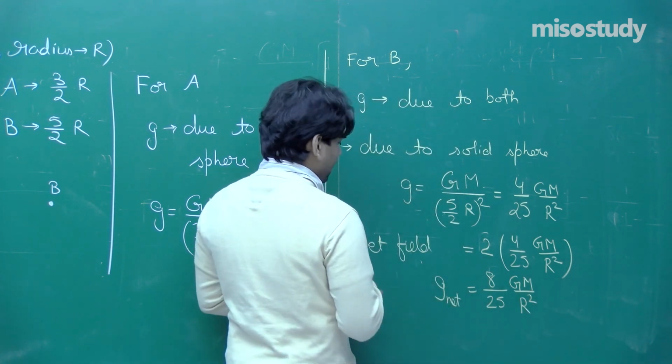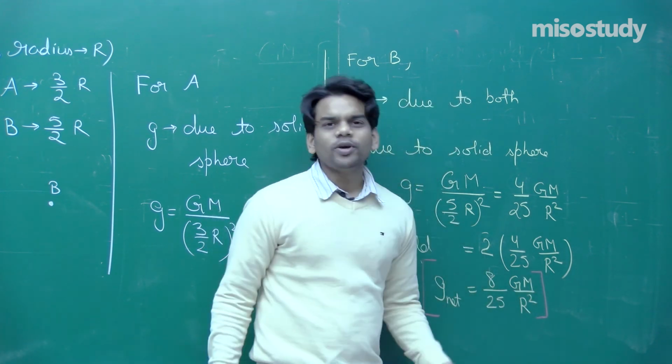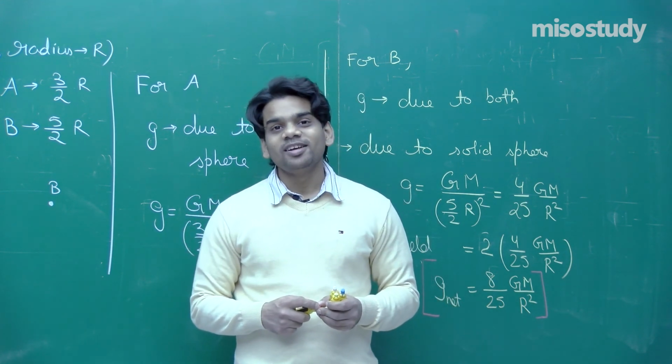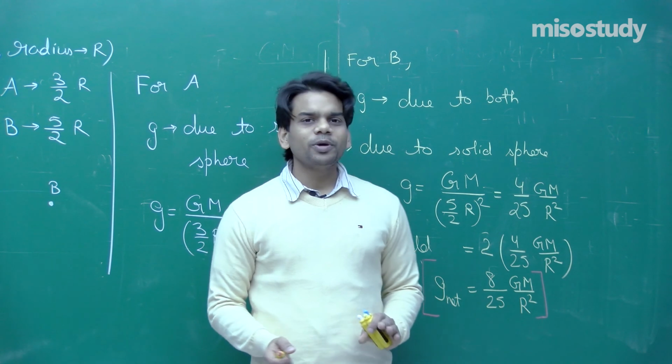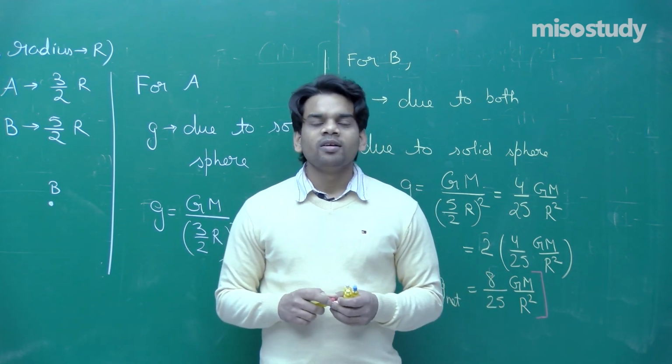See, I am using small g to represent the value of gravitational field. You can use even capital E. Some standard books use capital E for the value of field. Some books use small g. You may use either small g or capital E to represent the value of field.